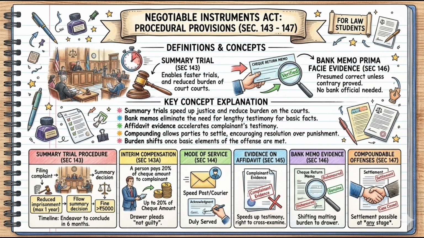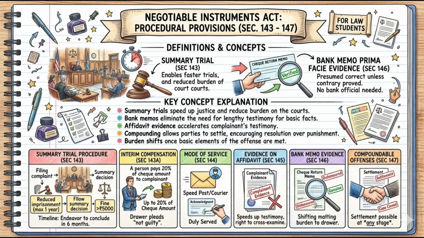Section 144 and Section 145 allow for the service of summons via speed post and permit evidence to be given via affidavit, significantly speeding up the testimony process. Section 146 states that the bank slip or memo is treated as prima facie evidence of dishonor. You don't need to call a bank official to prove that the check was bounced unless the memo is specifically challenged.